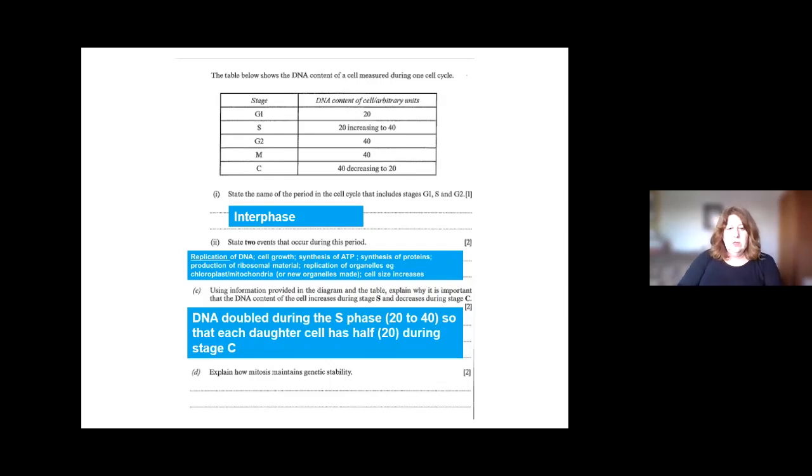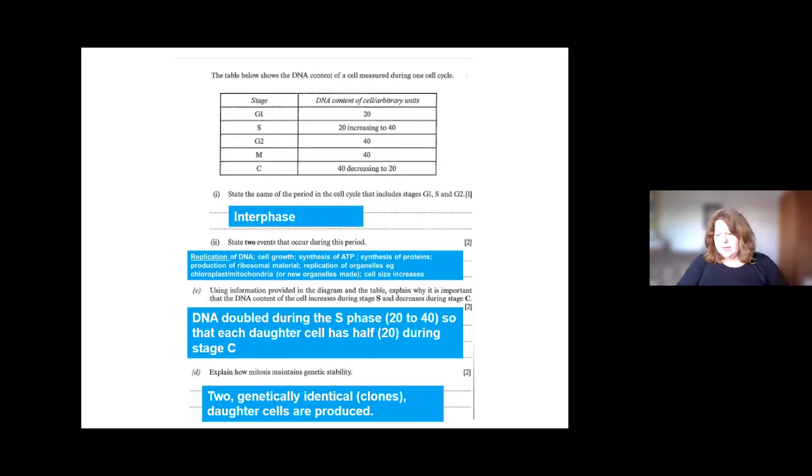And then, how does this maintain genetic stability? Well, we've got 2 identical daughter cells produced, identical clones, and that is how we maintain that stability.